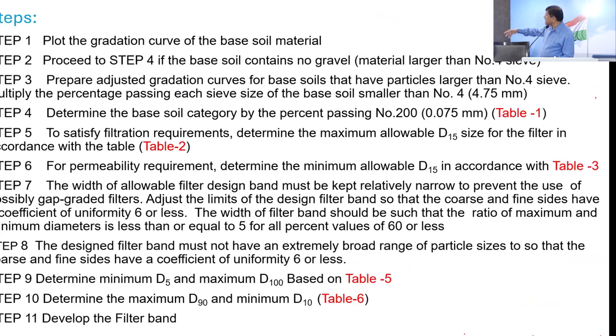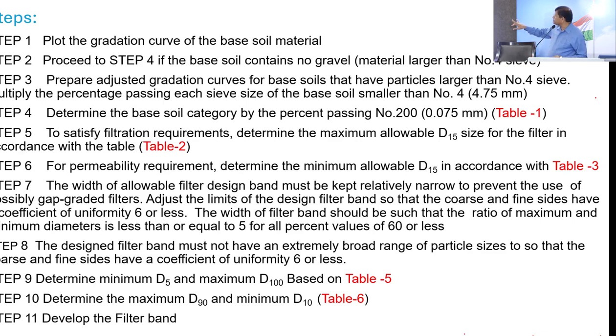So these are the steps we will further discuss in the Excel spreadsheet. First we calculate what our base soil is, and if base soil material is larger than number 4, then we do some correction. Number 4 is 4.75 millimeter. If there is no more in the base soil than that, then we don't do the correction. If it is more than that, we correct the gradation.